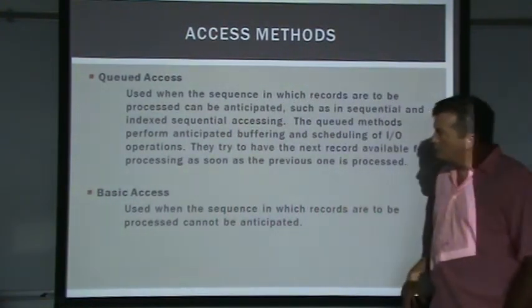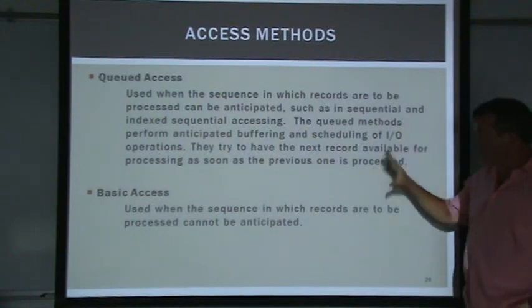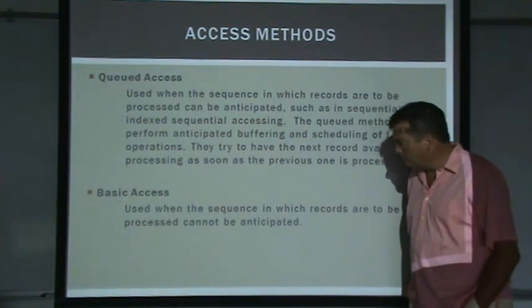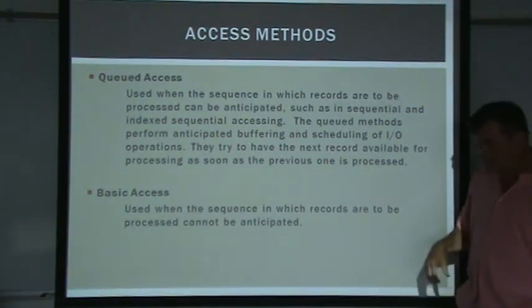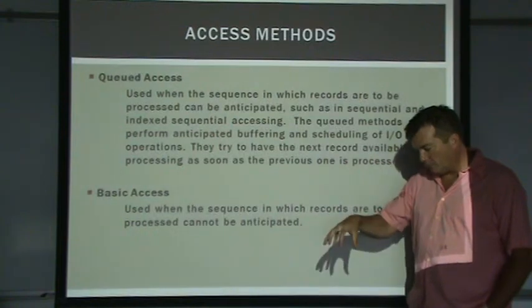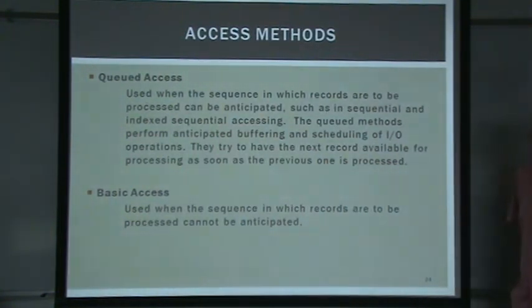And then when we go to access the file, the two most common access methods are queued access and basic access. So basic access, maybe I should have put that one first, is when you cannot anticipate where the sectors of the file are. So you just read one and then that one tells you where the next one is, and that can be in a random location. If we do have a way of anticipating the order of the sectors, we can put those sectors in a queue.